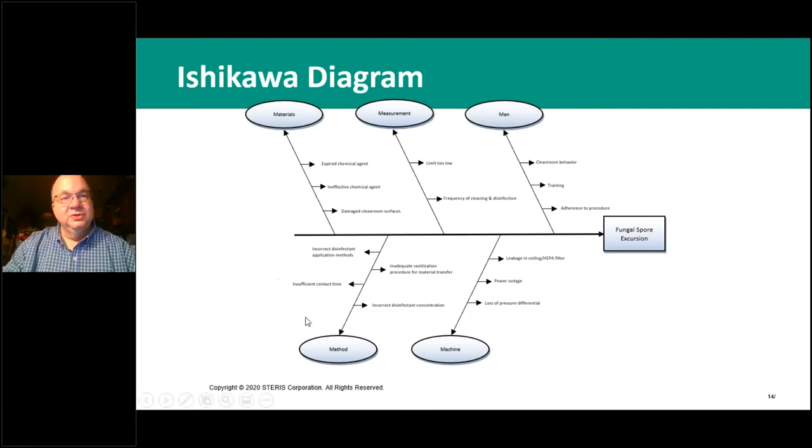What method are you using for analysis? Is it a rapid micro method? Are you using traditional EM sampling? And then in terms of machine, have you had a power outage, construction event? Have you had a shutdown? What could potentially be leading to that contamination of the mold?